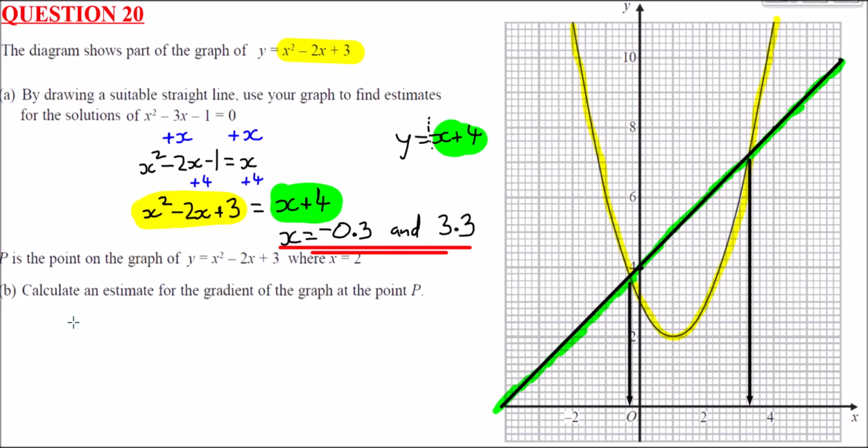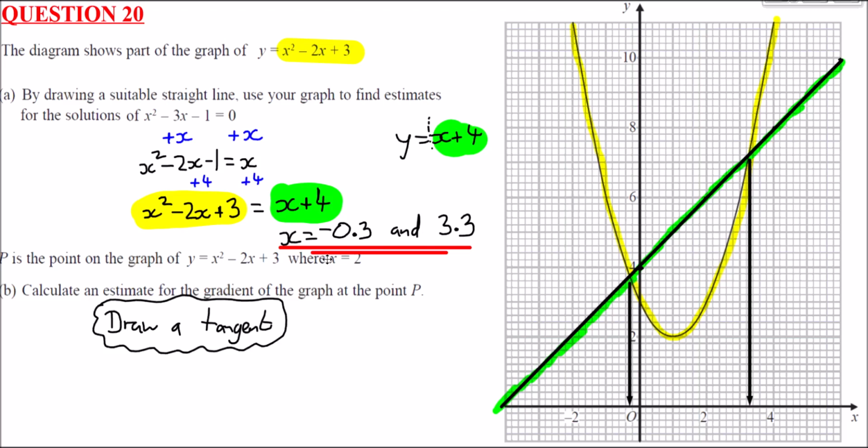Anyway, part B. P is a point on the graph of y equals x squared minus 2x plus 3, where x equals 2. Calculate an estimate for the gradient of the graph at the point P. So what we need to do here is draw a tangent where the graph has a value of x equal to 2. We have to draw a tangent, and here's one I made earlier.